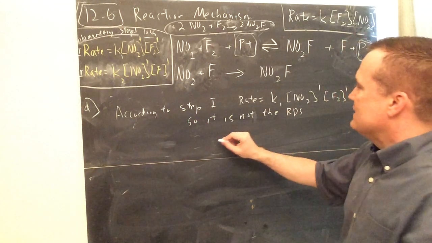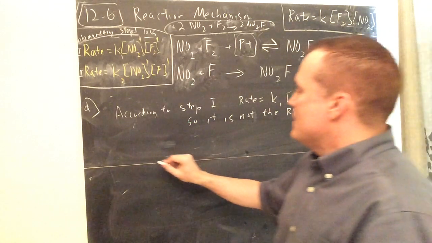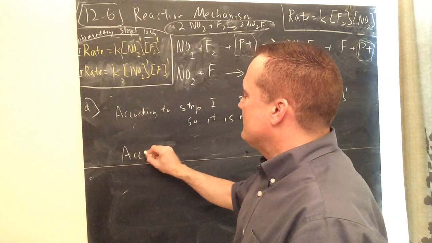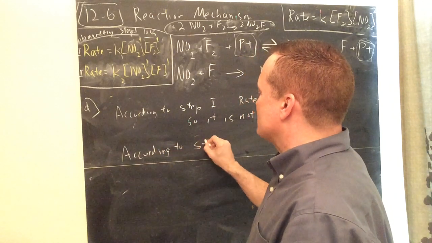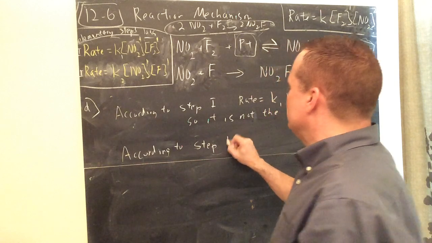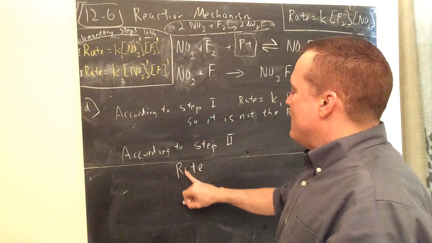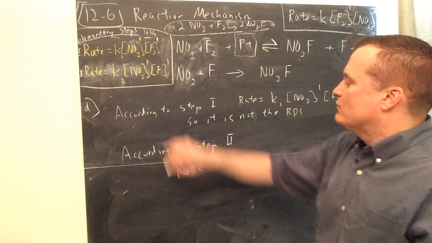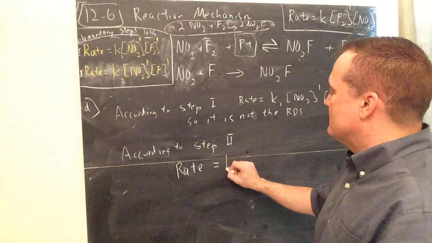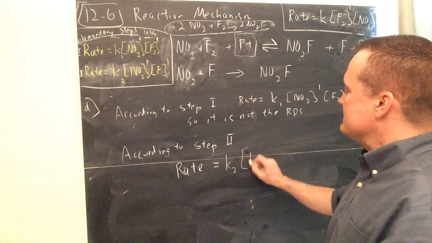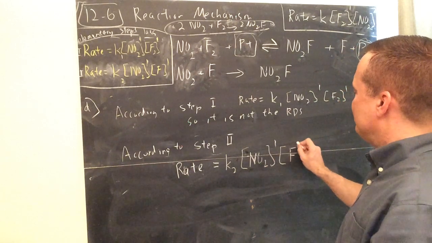NO2, this contains both reactants, NO2 and F2, and NO2 is only to the first order. But now, according to step 2, so we would say step 2 must be the rate determining step. According to step 2, okay, rate. Now, here's what I'm going to do. Rate is equal to, I'm going to change it to proportional in a moment. Rate is equal to its constant, K2, times NO2 to the first, and then times F to the first.